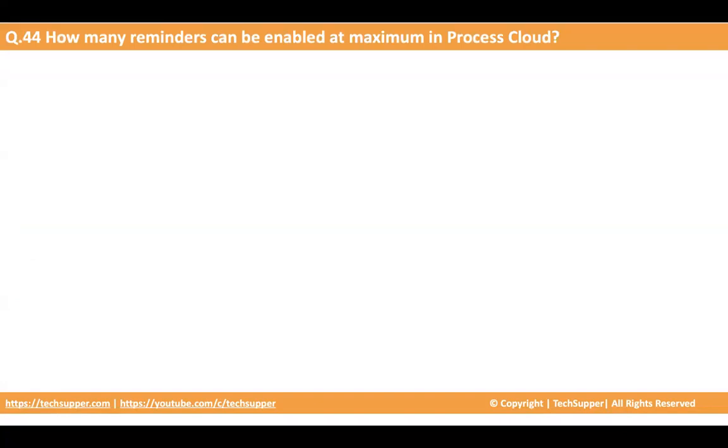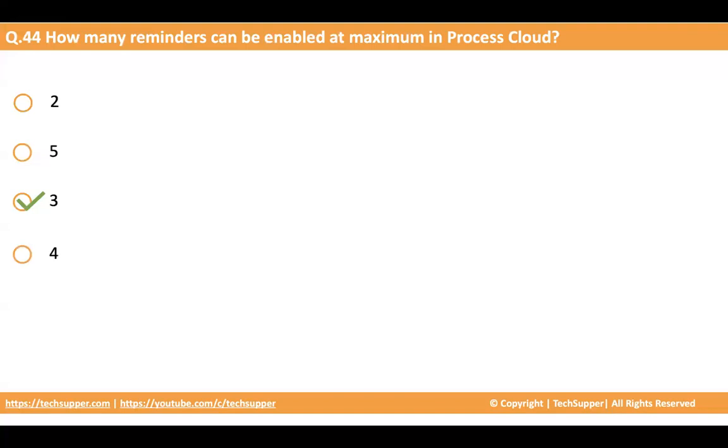Okay, now let's get into the next question. How many reminders can be enabled at maximum in Process Cloud? So when you use a human action in Process Cloud, you can enable the reminders, but how many maximum reminders can be enabled? 2, 5, 3, or 4. If you don't know, you can use one human action and go to its property, go to the reminders and see the drop down values and see the number. So you can enable maximum 3 reminders in Process Cloud to send multiple reminders to the assignee.